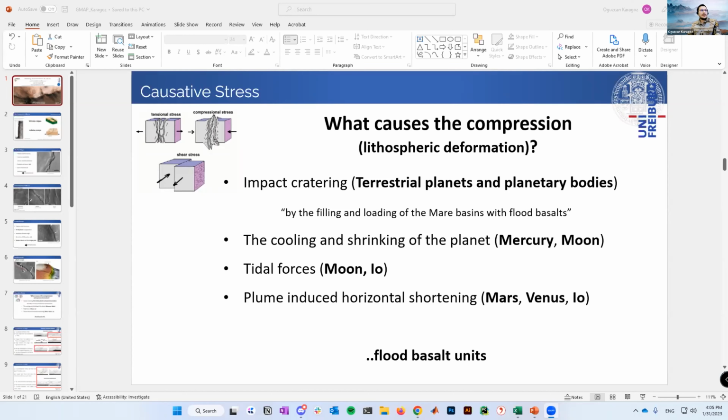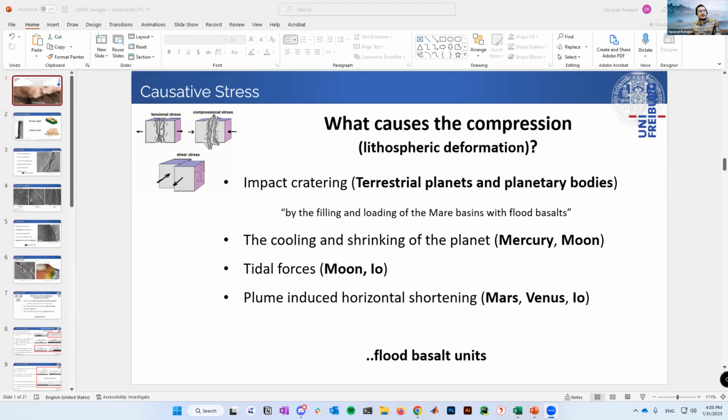The planet itself can also cool down and shrink, a phenomenon we can see on Mercury and the Moon very frequently. And with tidal forces, like the Earth-Moon example or the Io example, we can see some accumulation of lava, and it also creates lithospheric horizontal stresses.